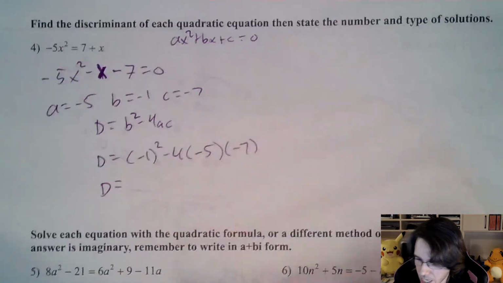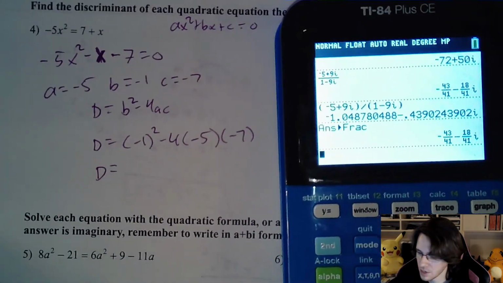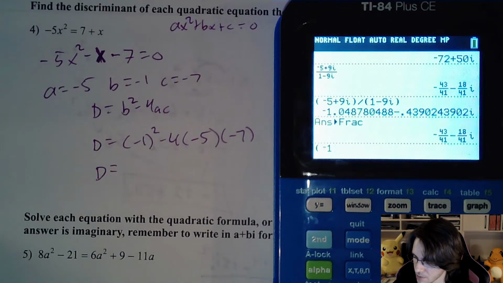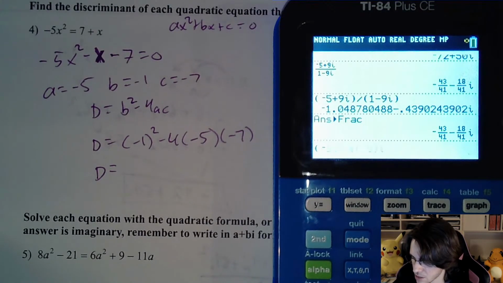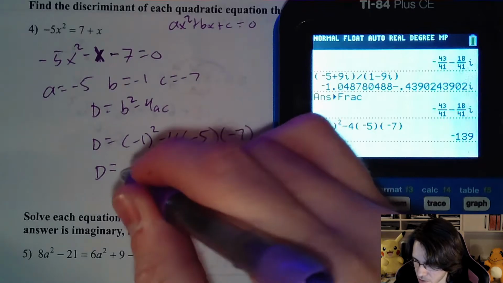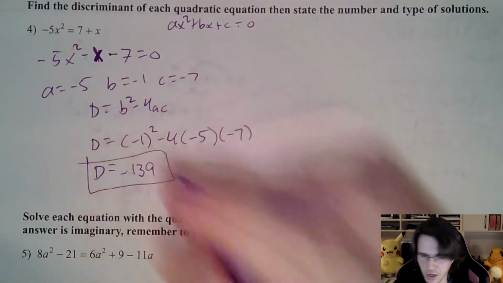And I highly recommend plugging all that into the calculator in a single step. If you plug it all in the calculator in one step, you'll have fewer chances of making errors, and it's just better off doing it this way. In this case, we get negative 139. So we have successfully found our discriminant.